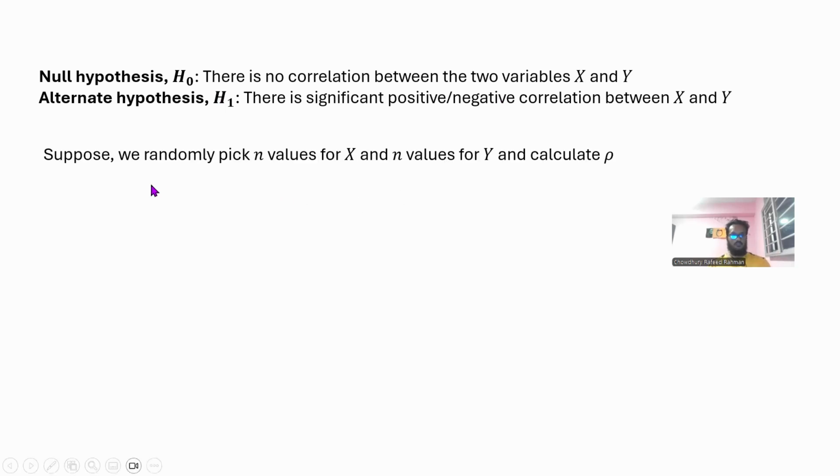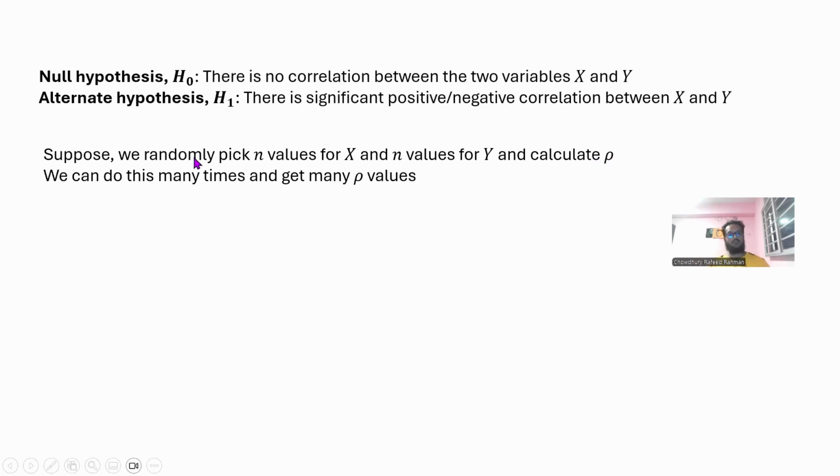First of all, let's try to understand the H0 a little bit better. Suppose we randomly pick n values for x and n values for y. We randomly do this. It is not given to us. Suppose we randomly pick 5 values for x for this example and 5 values for y, and we get the rho value for that. That means we get the Spearman correlation using the formula that I just showed in the previous slide. So we have one rho value right now.